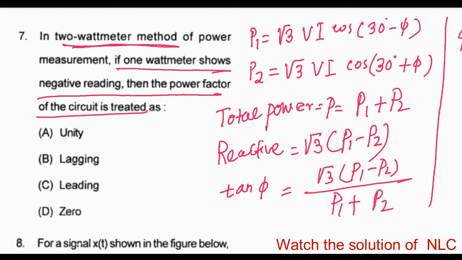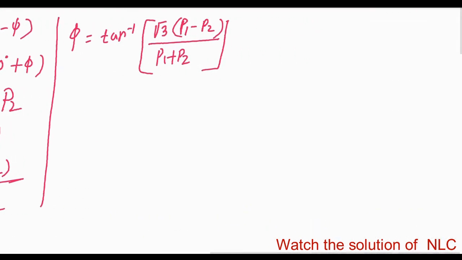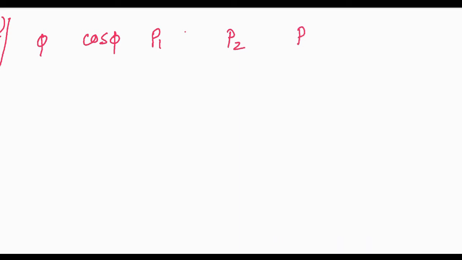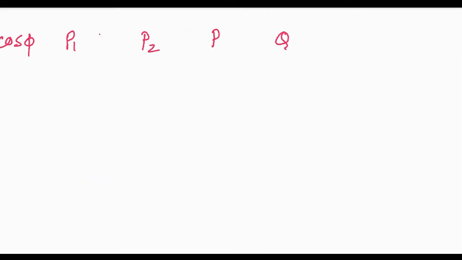So here it is given in the question that if 1 wattmeter shows a negative reading, then the power factor of that circuit. So I want to make a table, please consider this one. Here I will write down phi is the load angle, cos phi means the power factor. P1 is the first wattmeter reading, P2 second wattmeter reading, P is the total power P1 plus P2, Q is the reactive power, Q means root 3 into (P1 minus P2), and here is the remark that I am going to give to this.